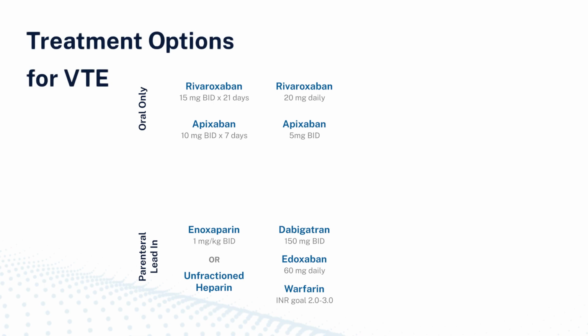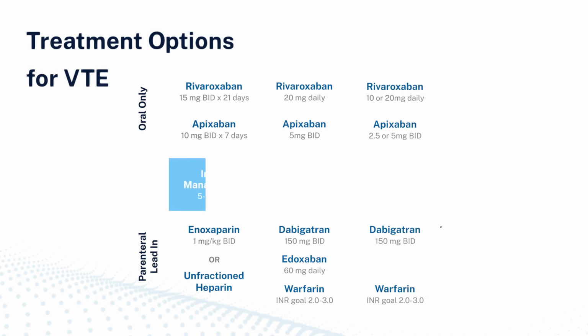So the real difference is in the oral-only strategies. And this is where we have the option for using either rivaroxaban or apixaban without any parenteral lead-in. So in the first stage, we have our initial management. That's the first 5 to 21 days. If you're going to use warfarin as your treatment, you are going to use a form of enoxaparin or another form of heparin during that time. But in our oral-only strategy, we're going to use a pretty high total daily dose of either rivaroxaban, 15 milligrams twice a day for 21 days, or apixaban, 10 milligrams twice a day for 7 days.